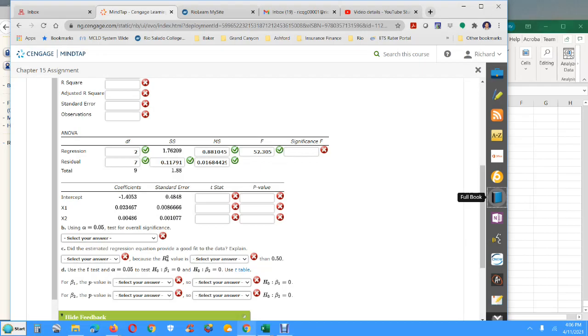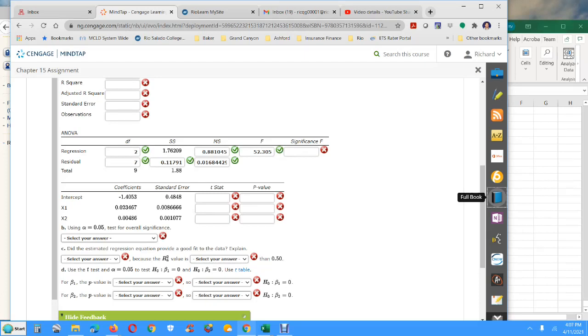Hello everyone again. This is Dr. Vaughn, and I'm going to continue on with this problem from the Chapter 15 assignment. You can see since the last video that I actually just did the check my work and showed you that those values that I filled in the first part of this video were actually all correct.